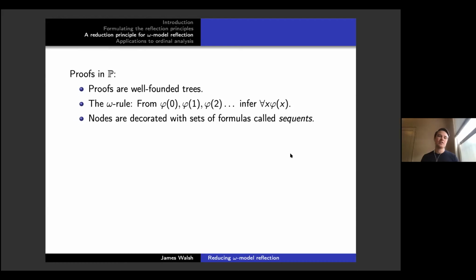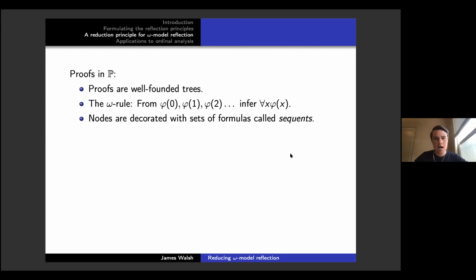Now, one thing I should say is that nodes are not really decorated with formulas exactly. They're decorated with sets of formulas called sequents. So if you prove a set of formulas in this system, think of it as meaning something like one of the formulas in the set is true. So it has this sort of disjunctive interpretation. And we set up the proof rules in such a way that they make sense with respect to this interpretation.